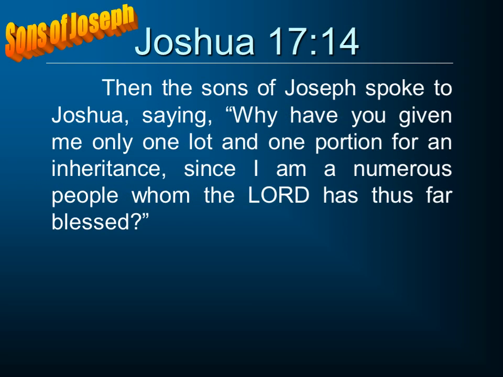Chapter 17, verse 14, now we move to the sons of Joseph, and the sons of Joseph spoke to Joshua, saying, why have you given me only one lot and one portion for inheritance? After all, there's 12 tribes, 12 sons, and they're complaining now, the sons of Joseph. Well, there's one of us, but really we're two tribes, since I am a numerous people whom the Lord has thus far blessed. Remember how Joseph, there's a sense in which he receives a double portion. And so the sons of Joseph, the tribes of Ephraim and Manasseh, are asking for a double portion as well.